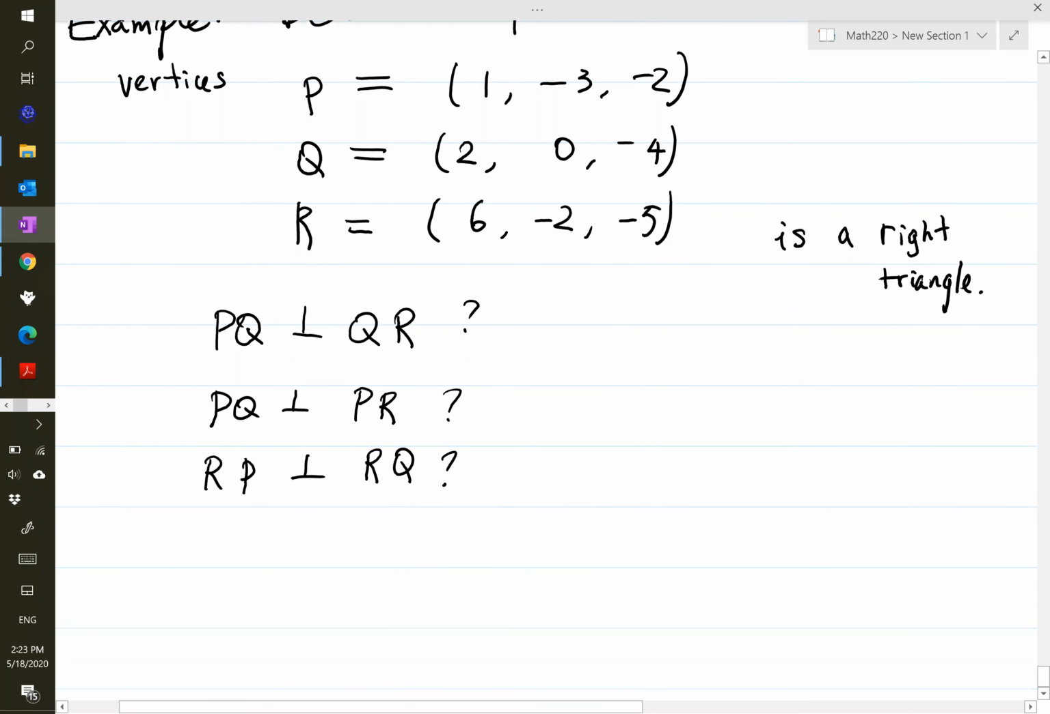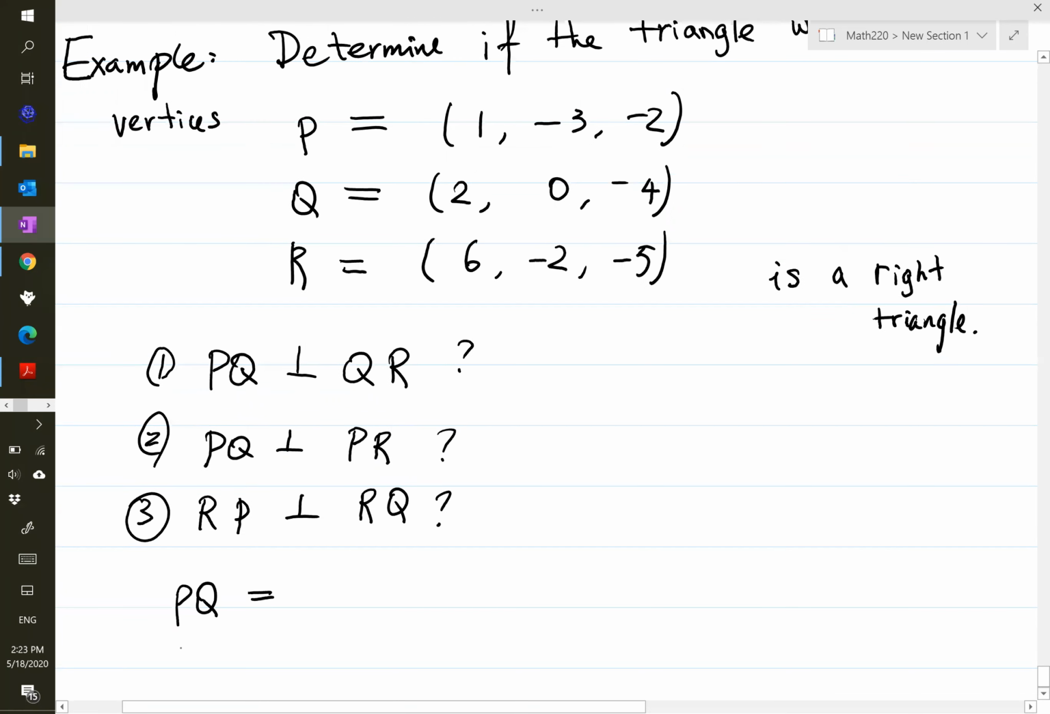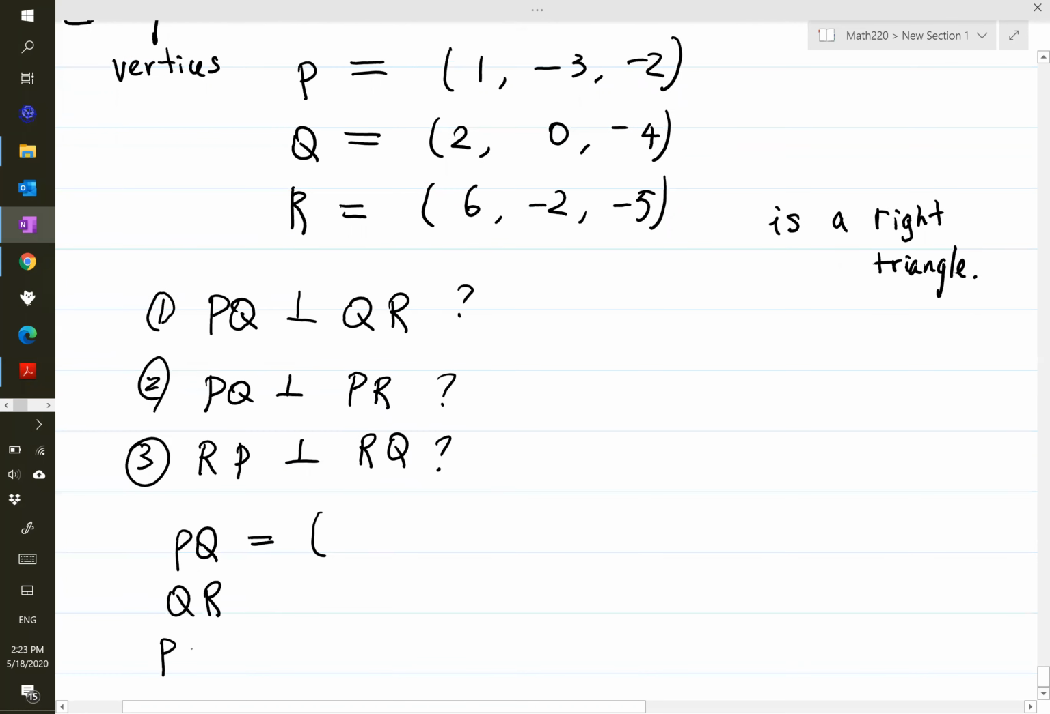If the first condition is true, then we know the angle Q is 90 degrees. If the second condition is true, then the angle P is 90 degrees. For the third case, the angle R is 90 degrees. You just check. So we find PQ, QR, and PR, and check whether they are orthogonal to each other or not.